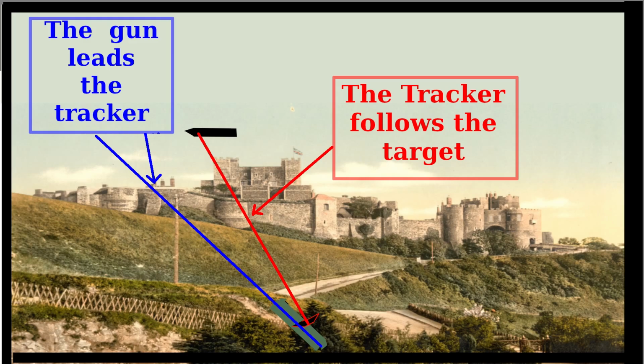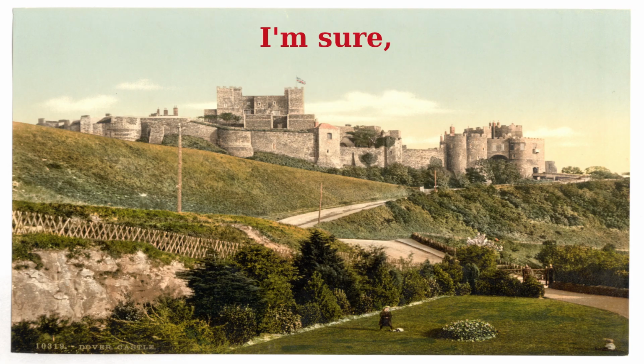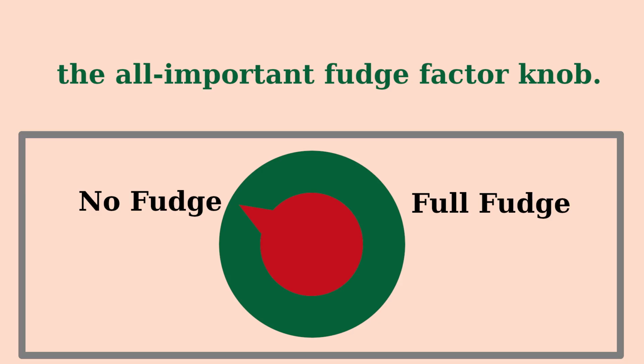It's time to look at the gun director in more detail. The gun director calculates how much the gun leads the target so the shell arrives where the target will be. The M9 had all sorts of inputs for its calculations: tracker horizontal angle, tracker vertical angle, wind speed, wind direction, latitude, air density, ballistic stuff, and I'm sure the all-important fudge factor knob.